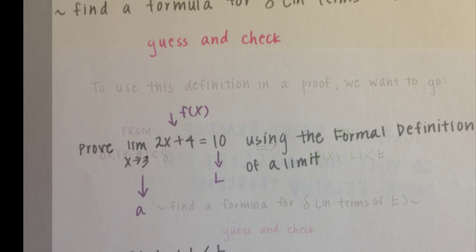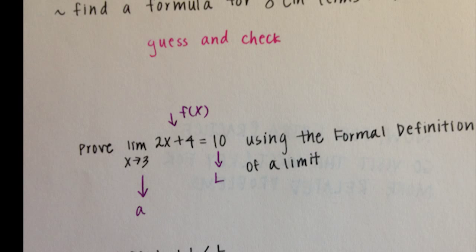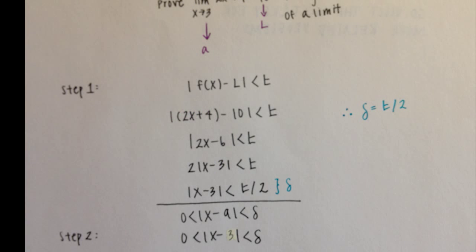So looking at this first example problem, we have to prove that the limit as x approaches 3 of 2x plus 4 is 10, using the formal definition of a limit. So we can assign values to these numbers mentioned. Because x approaches 3, 3 is a. 2x plus 4 is f of x, and 10 is L. The first step is to play around with the expressions a little bit to find a formula that ties the from expression to the to expression.